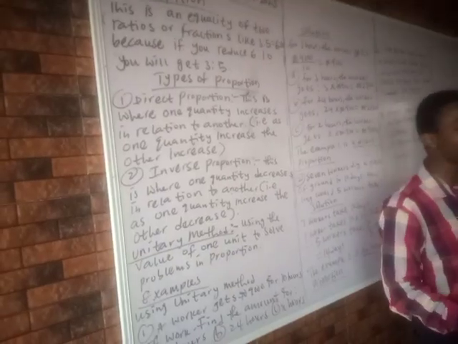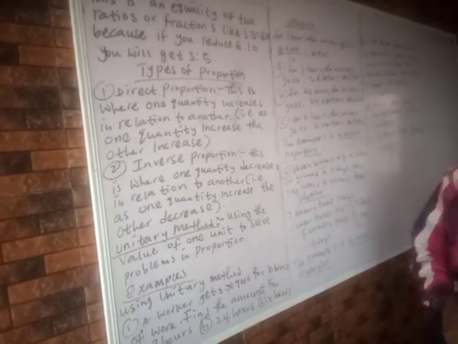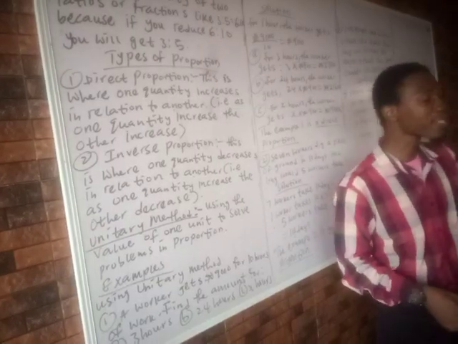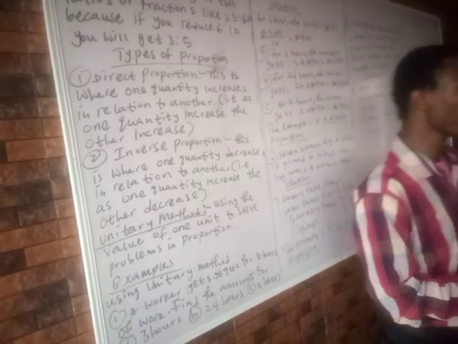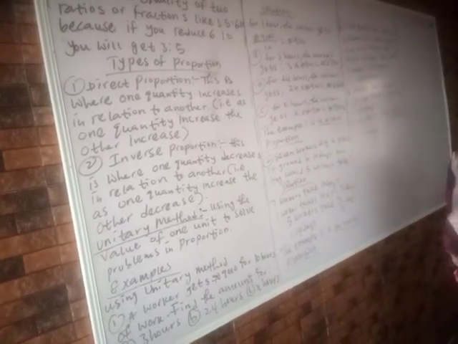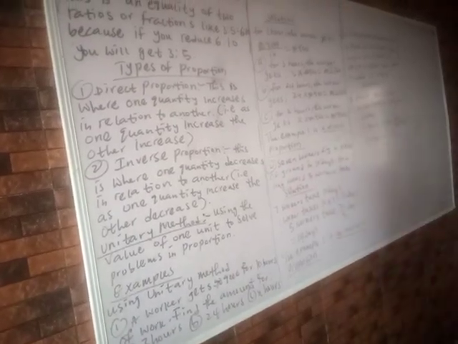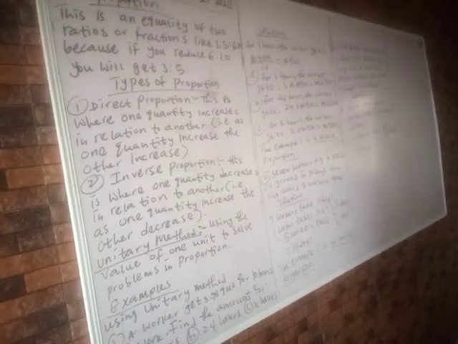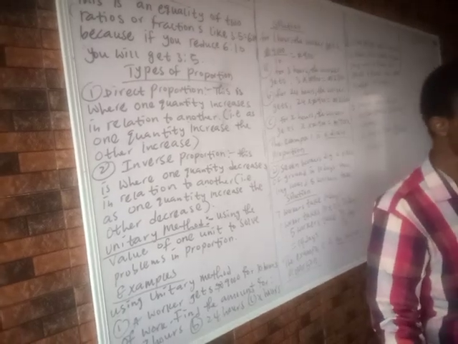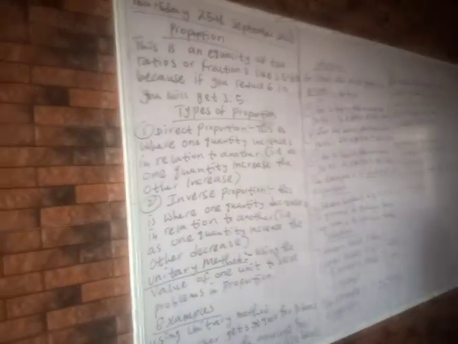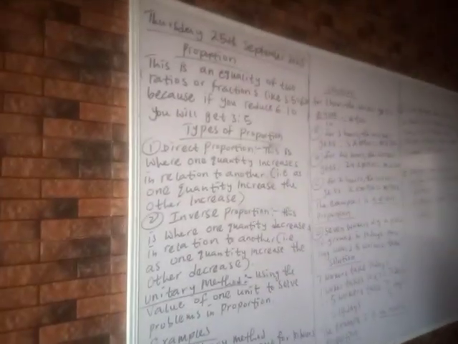When one quantity increases, the other also increases. That is, when you buy one biscuit for 200 naira, if you increase the number of biscuits, the amount will also increase. Isn't it? Is that clear? So that is a direct proportion. You get it?